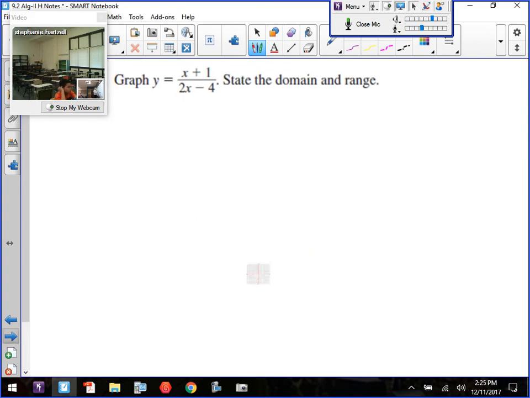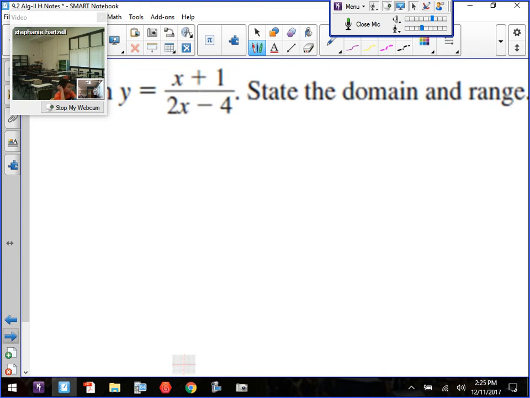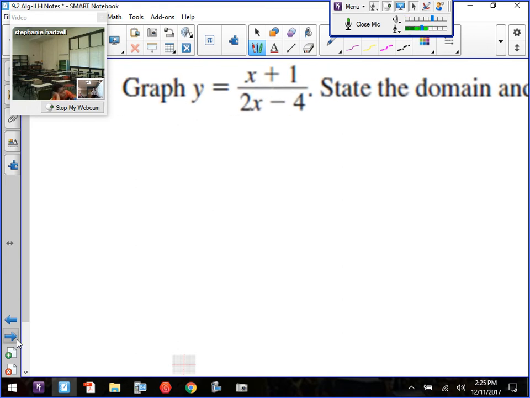I don't like graph paper. Let's do this one: y equals x plus 1 divided by 2x minus 4. And you notice how very quickly it's easy to tell which of these two forms you're going to be working with? You have 2 values of x here. The other one, you only had 1 value of x.